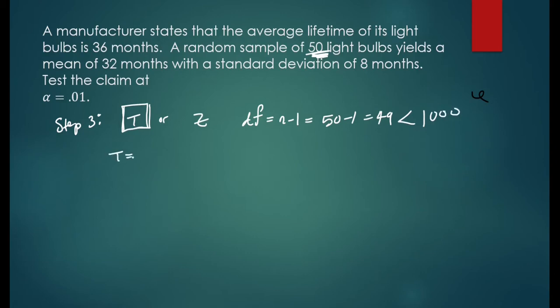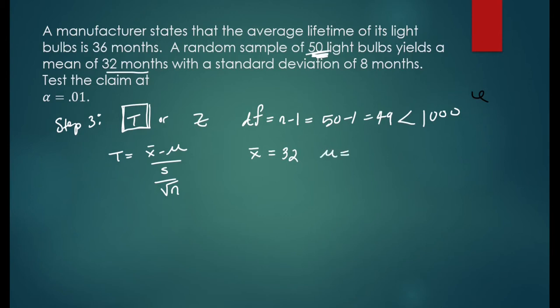T is equal to x bar minus mu divided by s over the square root of n. So let's find the value of x bar. X bar is the sample mean, and it says of the 50 light bulbs, it yielded a mean of 32 months. So the sample mean is 32.